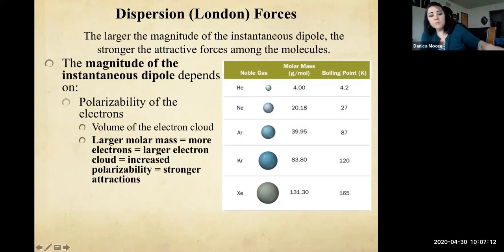Cool. So larger molar mass, more electrons, larger electron clouds, increased polarizability, stronger attractions, right? That's how you can think about the relationship between molar mass and the attractions. And we know that the stronger the attractions, the higher the melting or boiling point will be of that substance, right? That's also a really important thing to know. Cool.